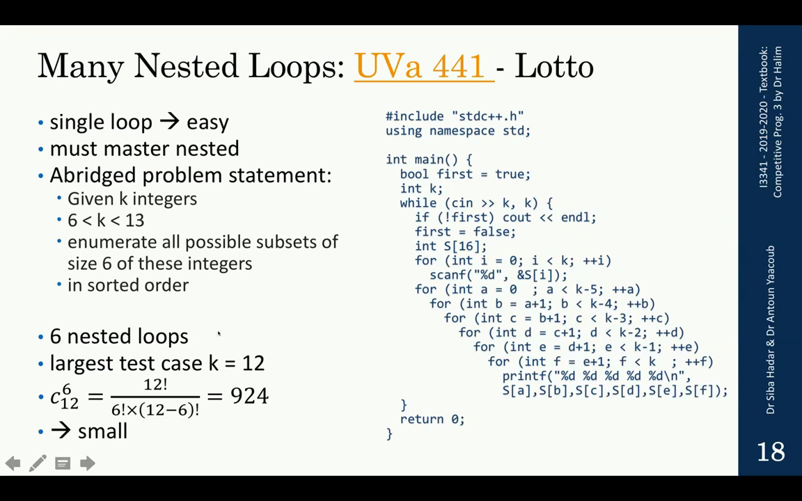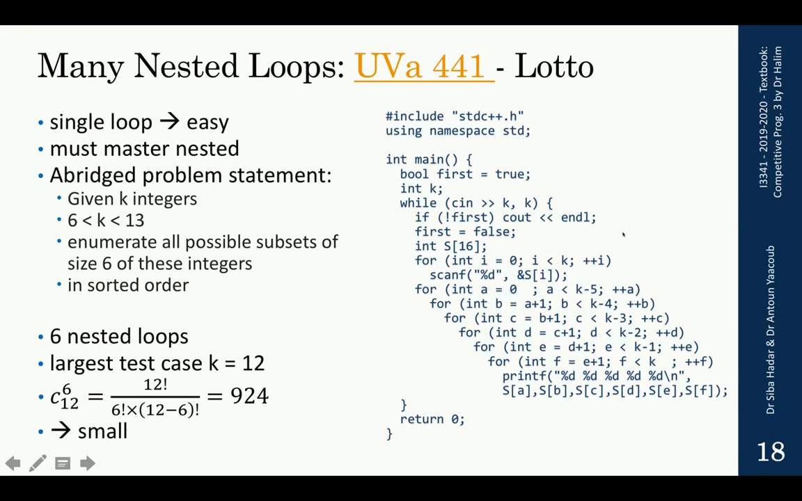So this is six nested loops, and the largest test case is when you give me k equal to 12. So this is a combinatorial problem. I have to choose 6 amongst 12. How many subsets do I have? I have 924 cases, which is considered small and feasible.